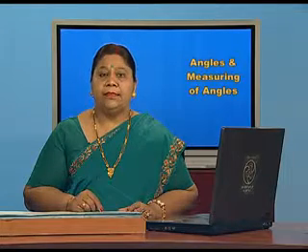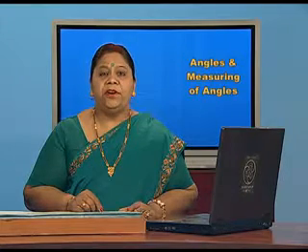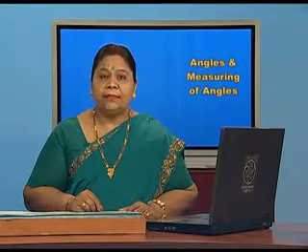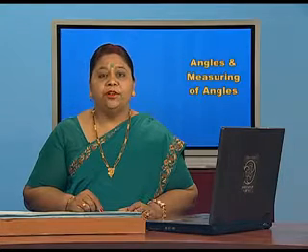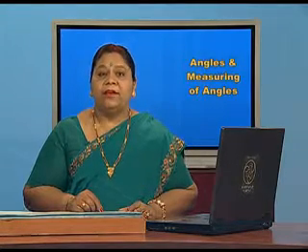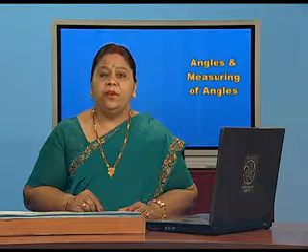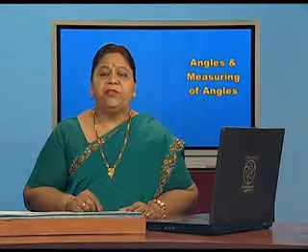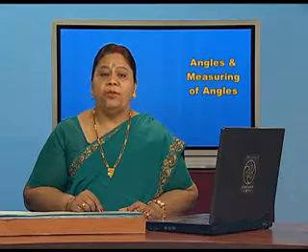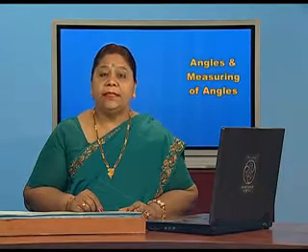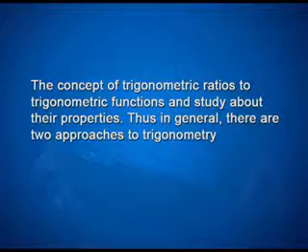In earlier classes, we have studied the trigonometric ratios of acute angles as the ratio of the sides of a right angle triangle. We have also studied the trigonometric identities and application of trigonometric ratios in solving the problems related to height and distances. In this chapter, we will generalize the concept of trigonometric ratios to trigonometric functions and study about their properties. Thus, in general, there are two approaches to trigonometry.